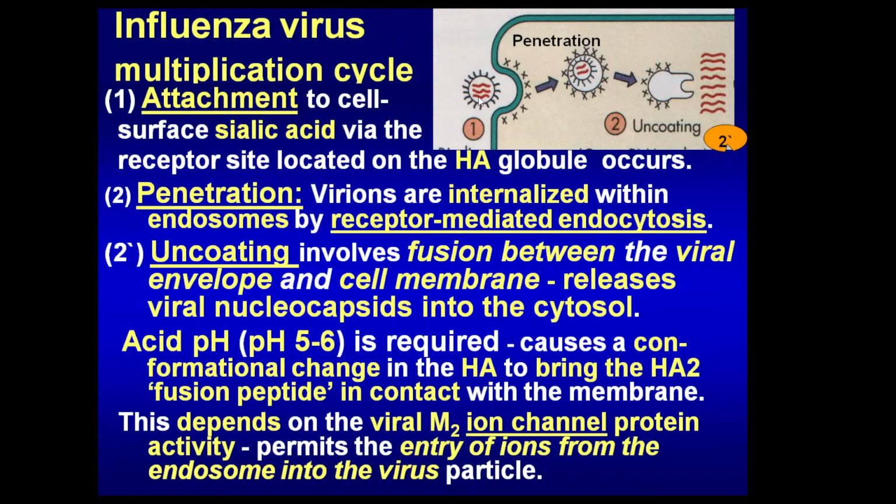So briefly, the virus attaches to the cell surface sialic acids via the hemagglutinin globular structure, and then penetration occurs by receptor-mediated endocytosis. Then the M2 protein mediates the acidification of the endosome and the release of the RNA segments out of the endosome, which is called uncoating.